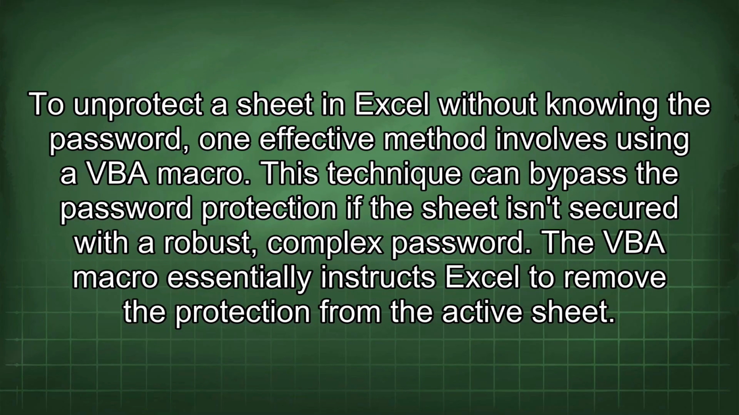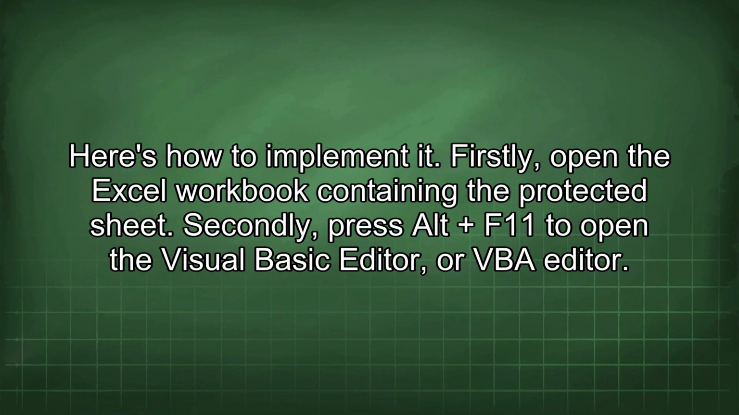To unprotect a sheet in Excel without knowing the password, one effective method involves using a VBA macro. This technique can bypass the password protection if the sheet isn't secured with a robust, complex password. The VBA macro essentially instructs Excel to remove the protection from the active sheet. Here's how to implement it.